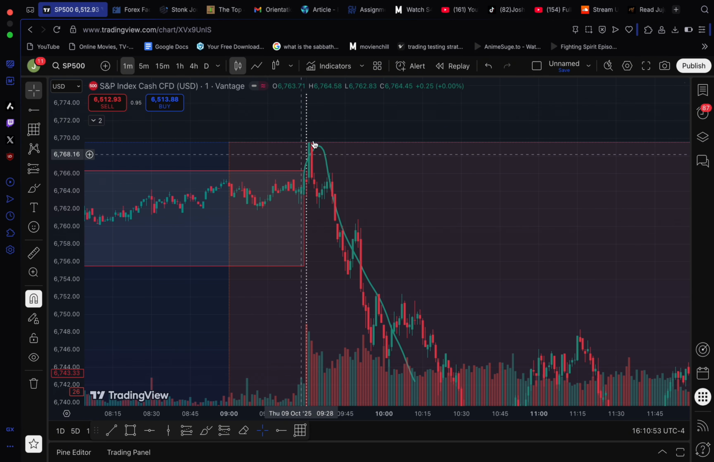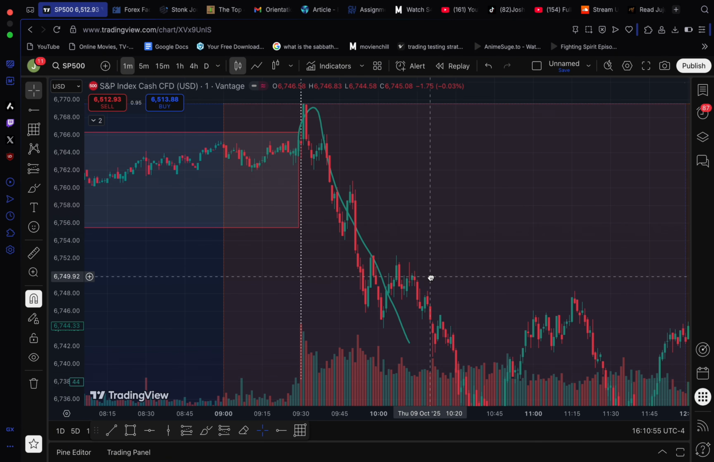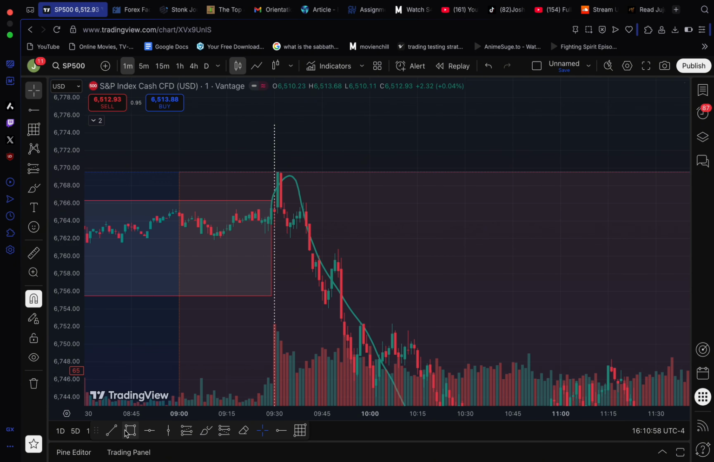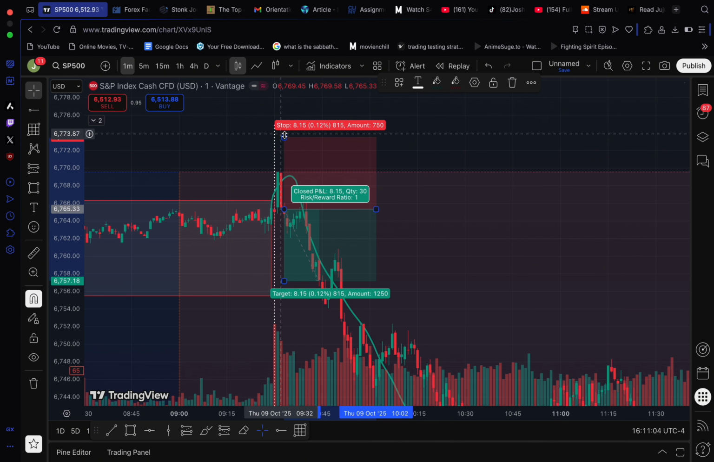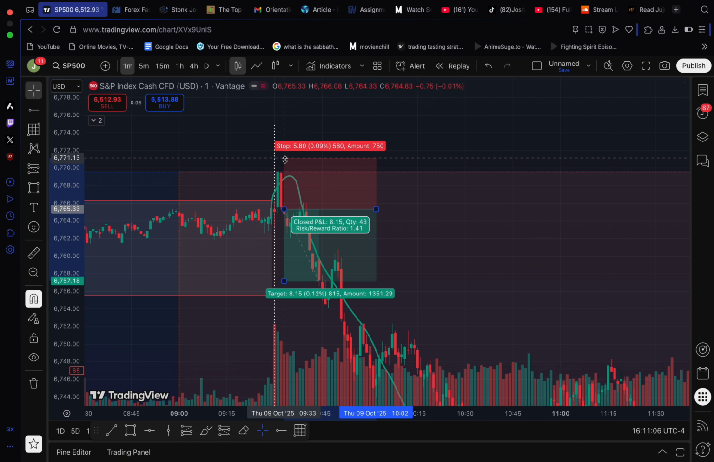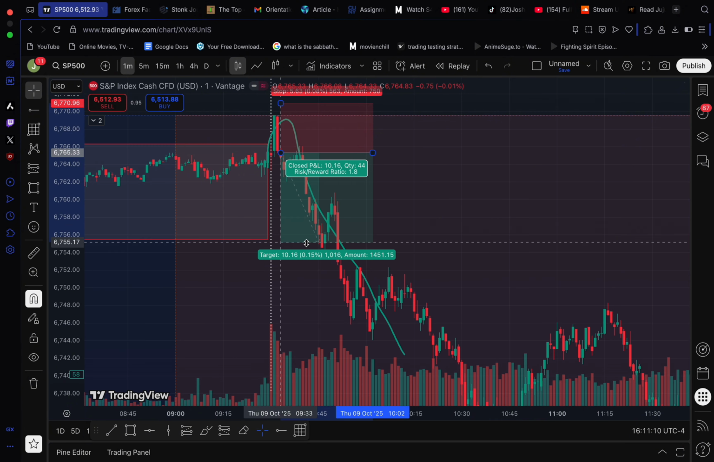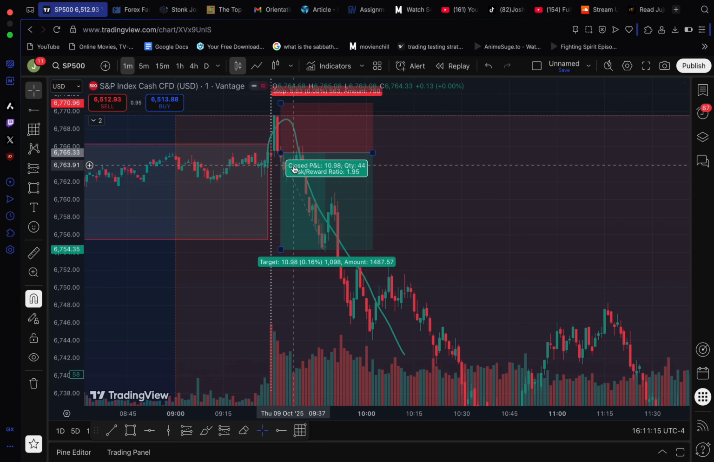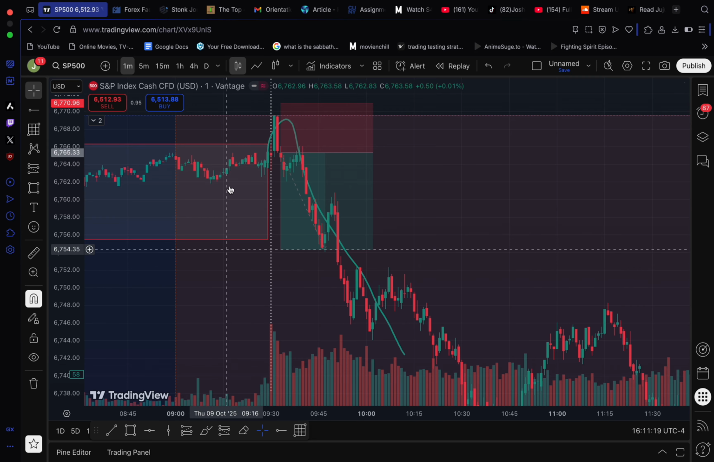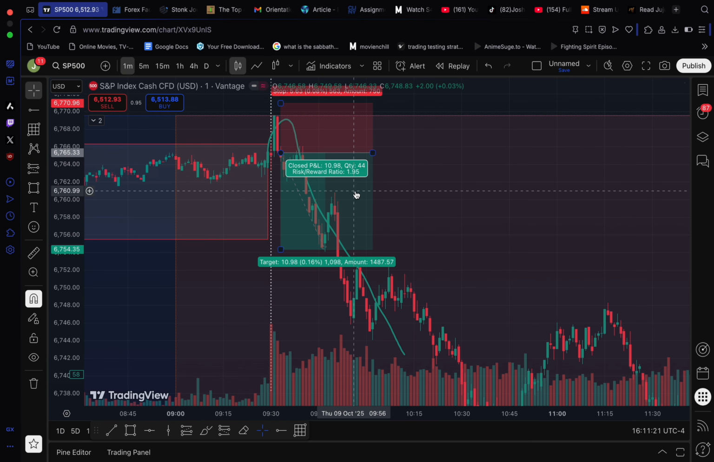You can see that it manipulated, and what happened after? It just really dropped off. So you could have just used this and be like, oh yeah, I know it's gonna go down. So let's just put a stop loss a bit above the high, and target 2 to 1. There we go. And in less than 20 minutes, you would have hit your full TP.